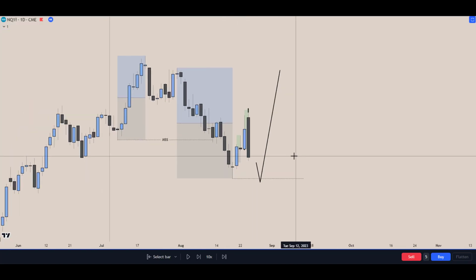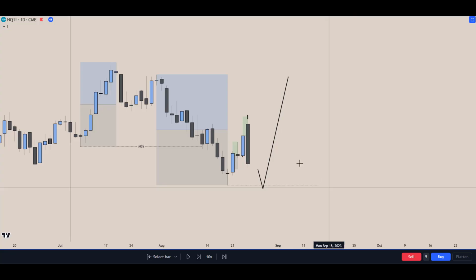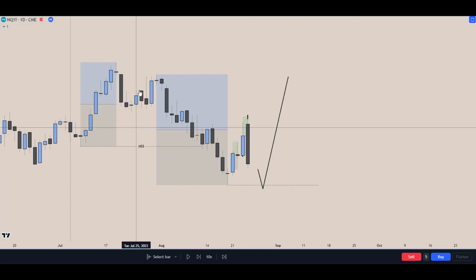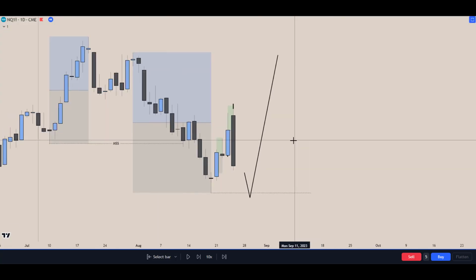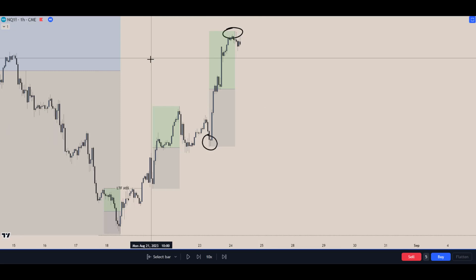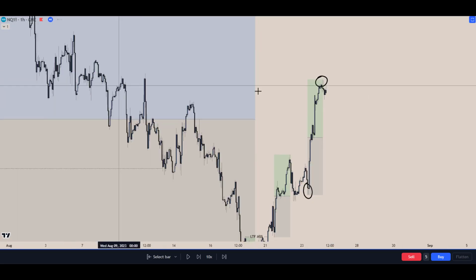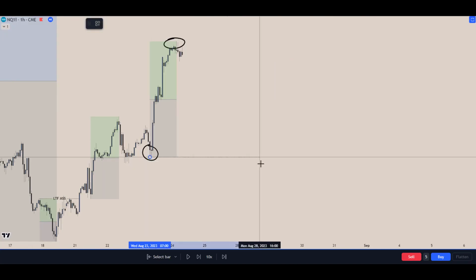Displacement versus manipulation is a very, very key lesson in market structure. If you're able to identify displacement versus manipulation, that alone will carry you through market structure pretty much. So very, very key thing to understand. And so at this point, on the lower time frame, you understand you're in a premium of the higher time frame range, looking for this low to be taken with displacement.